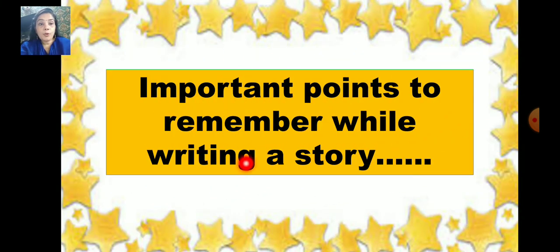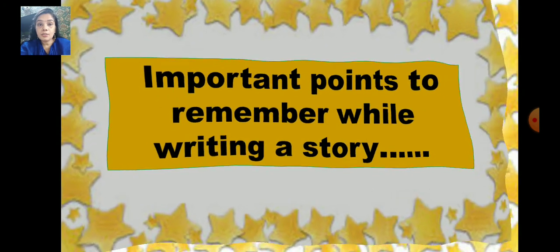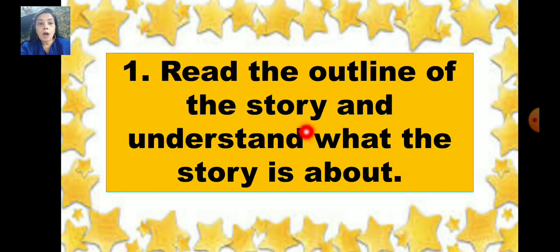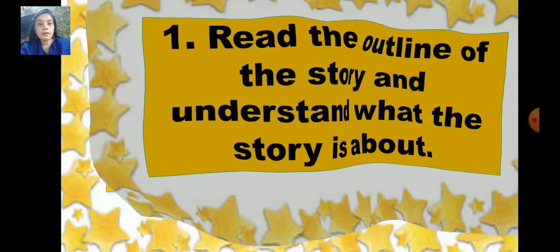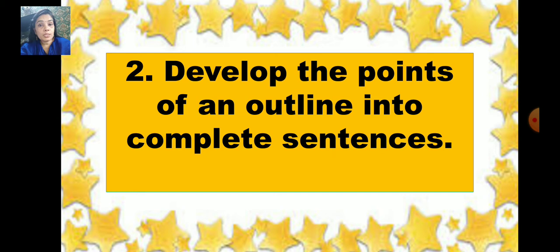Now, important points to remember while writing a story. Read the outline of the story and understand what the story is about. You can give the moral of the story, and you have to give the title of the story also. So only the outline was given. Our outline was given, we just read it. So what was the story about? It was about the sailor and the monkey.